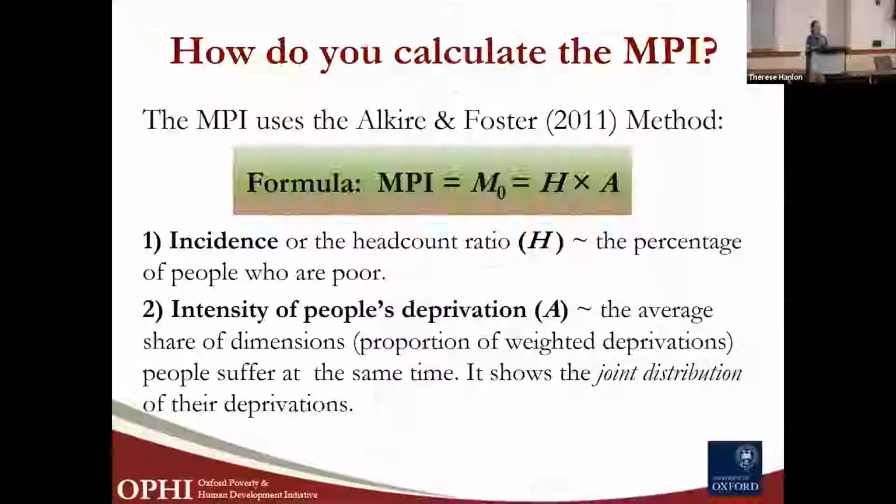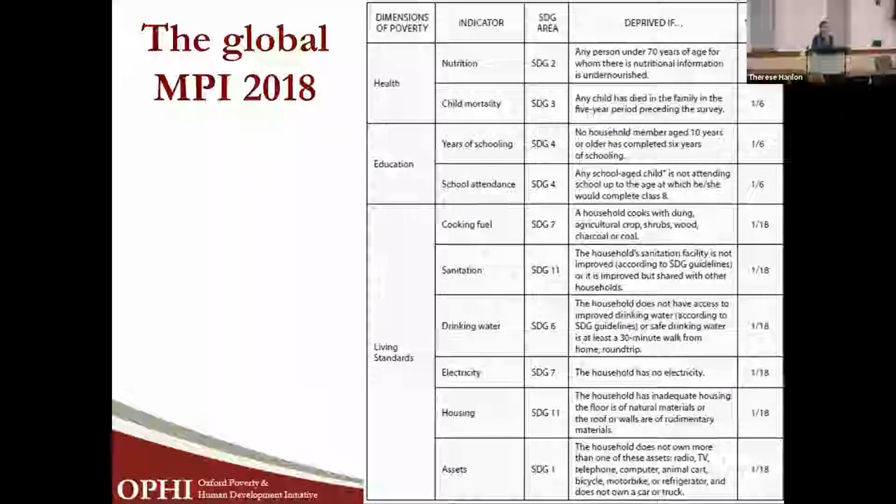So is Amuda poor? We have to ask, first of all, if she is deprived in more than one-third of the indicators. So we set a poverty cutoff, and we say that if a person is deprived in one-third, then it's probably poverty. It's probably not a data error. It's probably not voluntary choice. It's probably a condition of poverty that merits policy response.